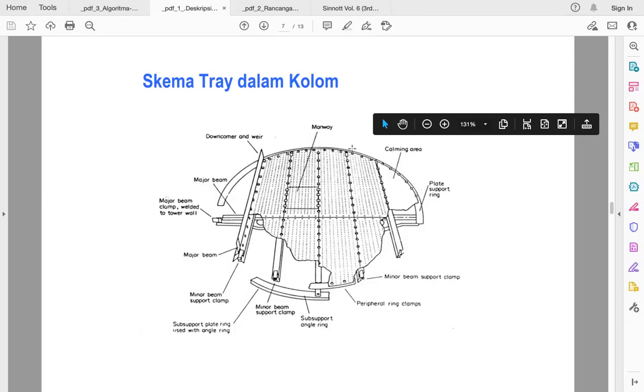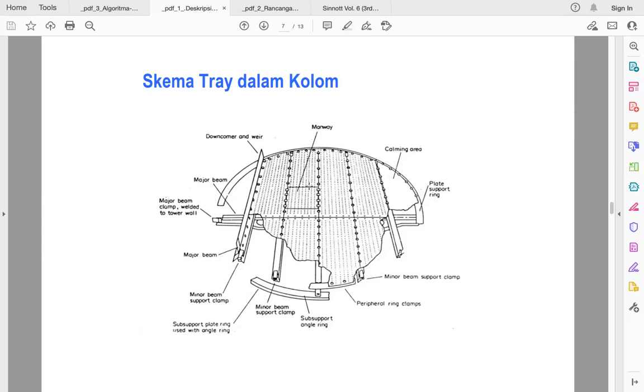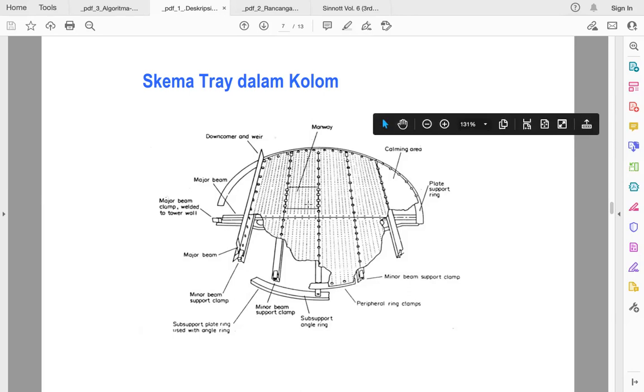And then sometimes the distillation column is large enough, with 3 meters in diameter, maybe 5 meters in diameter, so it has a manway. The manway is the one that we can open, and then the operator or the cleaner can go inside here to clean, and then maybe to change the tray with a new one.